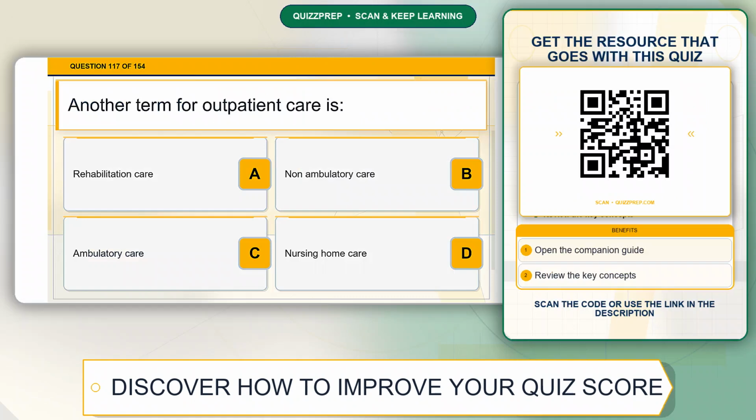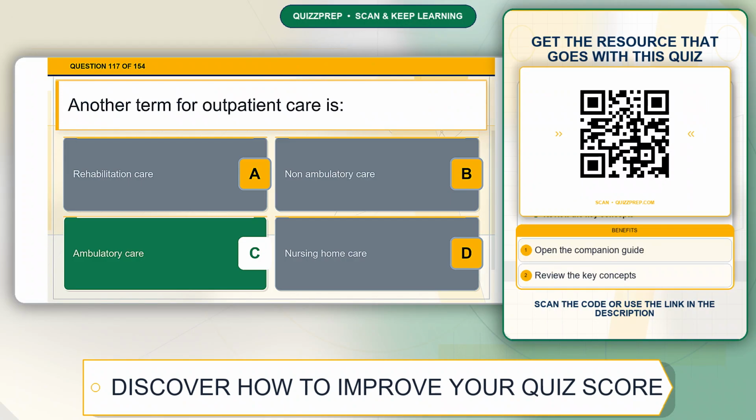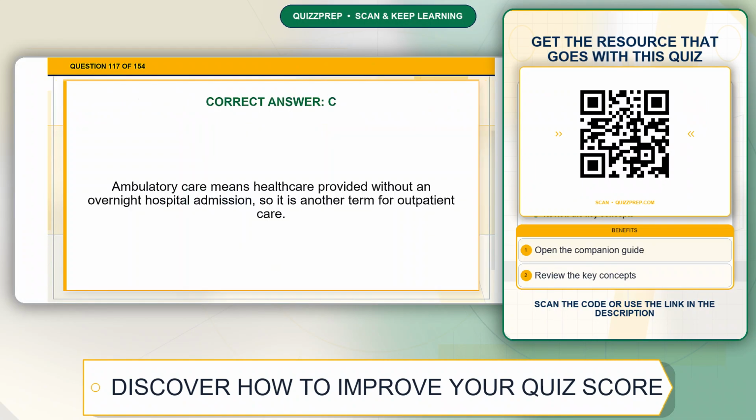Question 117. Another term for outpatient care is: Option A, rehabilitation care. Option B, non-ambulatory care. Option C, ambulatory care. Option D, nursing home care. The correct answer is option C, ambulatory care. Explanation. Ambulatory care means healthcare provided without an overnight hospital admission, so it is another term for outpatient care.